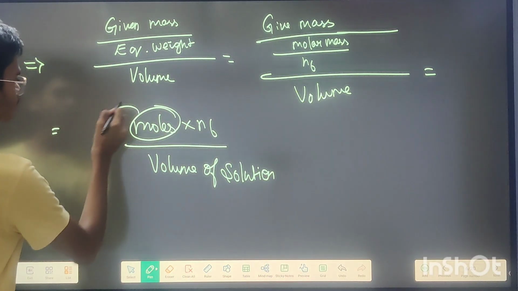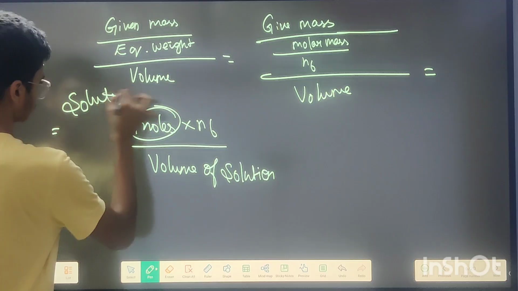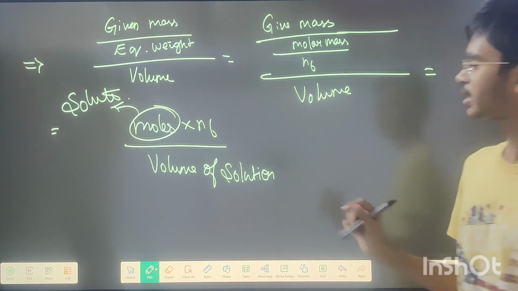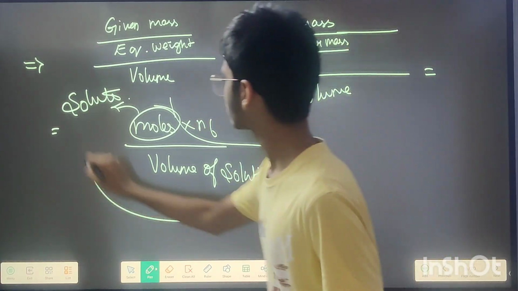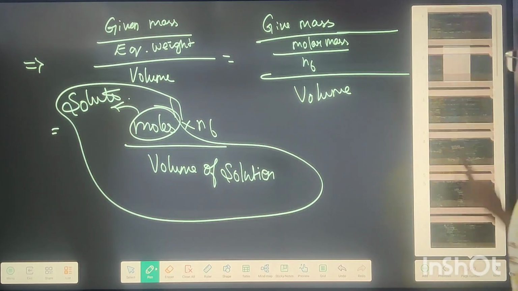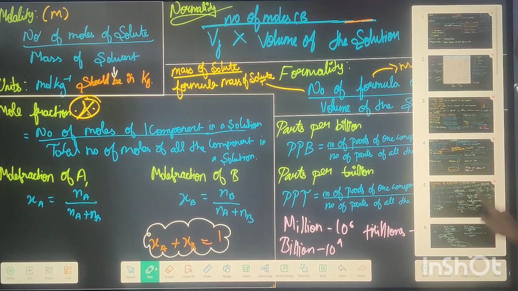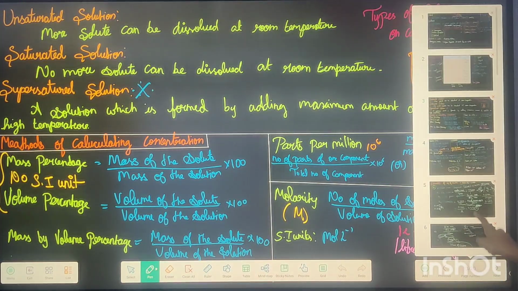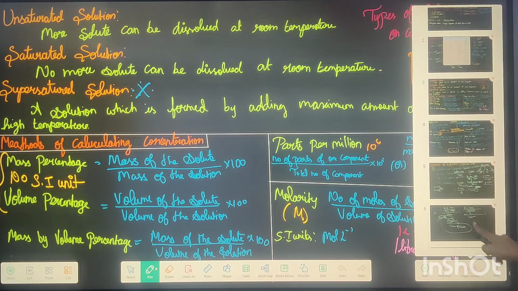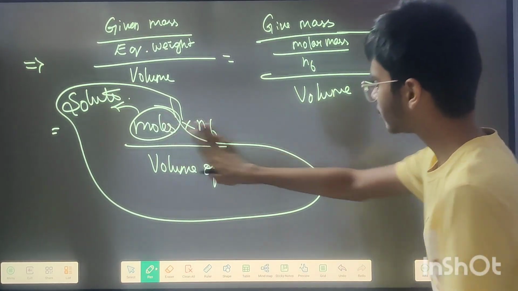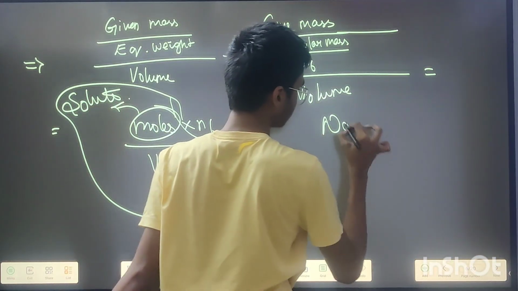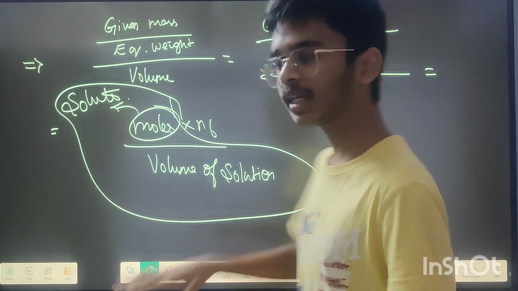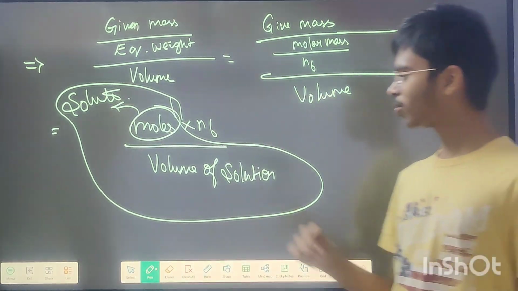This is moles of solute. Now moles divided by volume of the solution is what molarity is. Number of moles of solute divided by volume of solution. So actually your normality formula is this one: number of moles of solute into n factor, whole divided by volume of the solution.